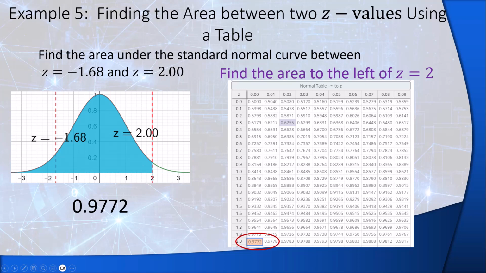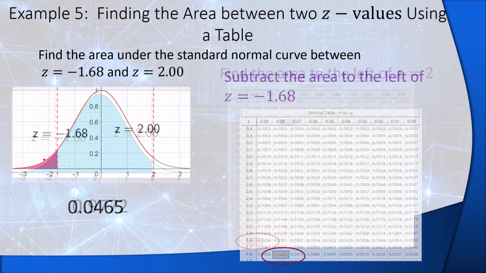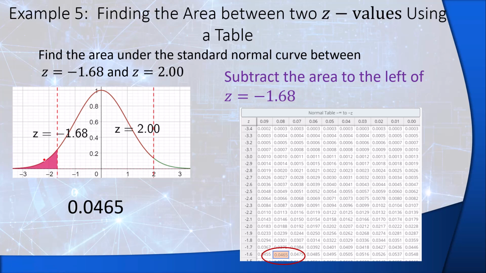Now remember, we need to get rid of this. It doesn't belong there. Okay, so we're going to go ahead and subtract that away. So now we need to find the area under the curve for the case where z is equal to negative 1.68. So we are going to use the negative z table here. Going to go down to negative 1.6, 0.9, 0.8, there you go, 0.0465, that's our number.